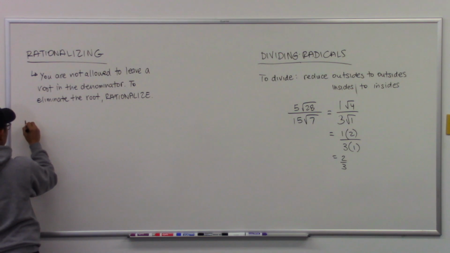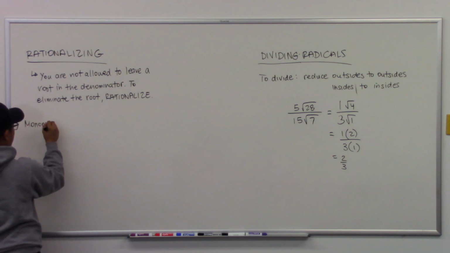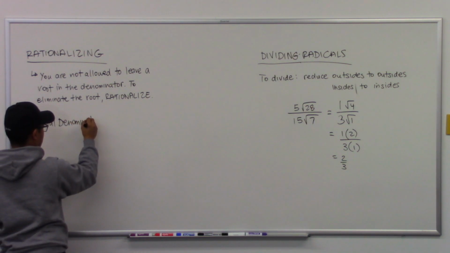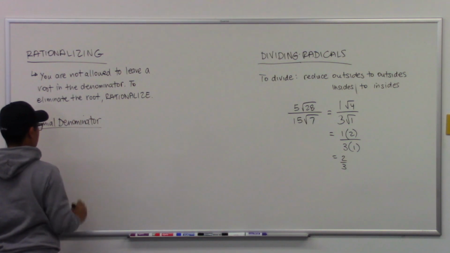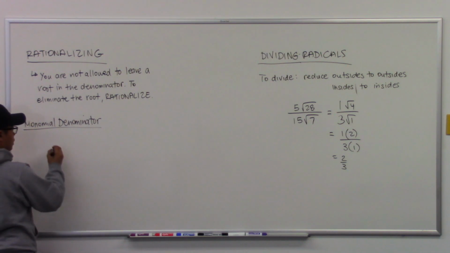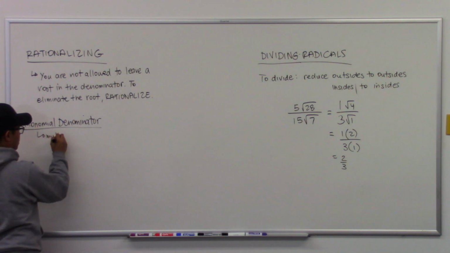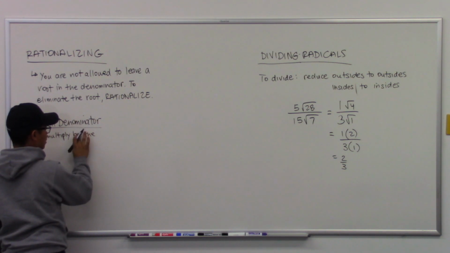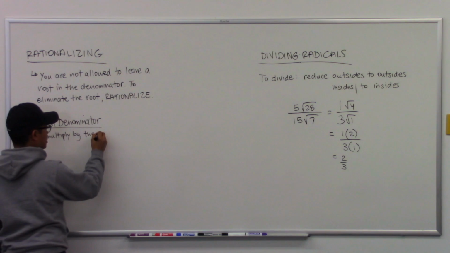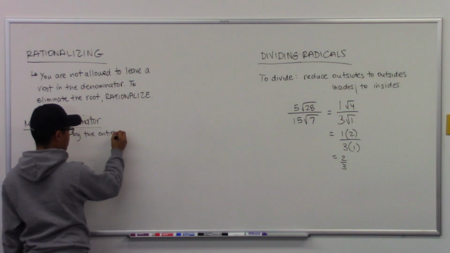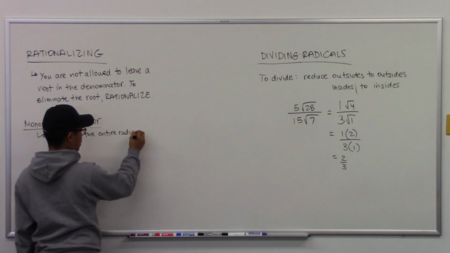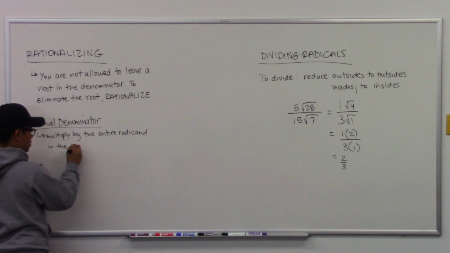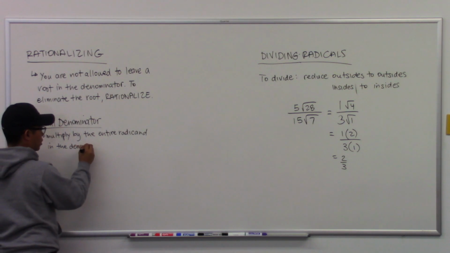There are two cases. If you have a monomial denominator, monomial means it's only one term, you multiply by the entire radicand in the denominator, to both the top and the bottom.